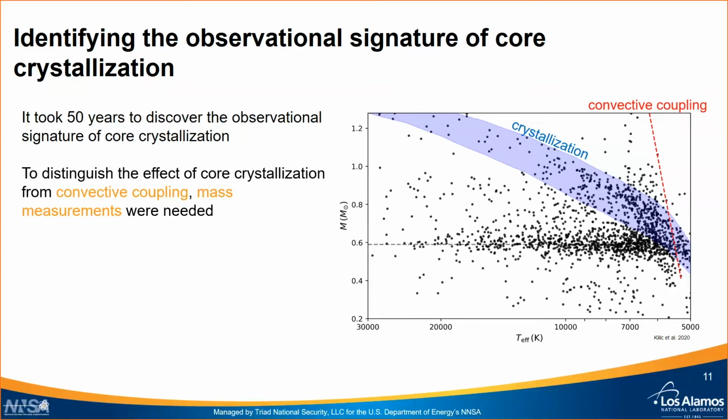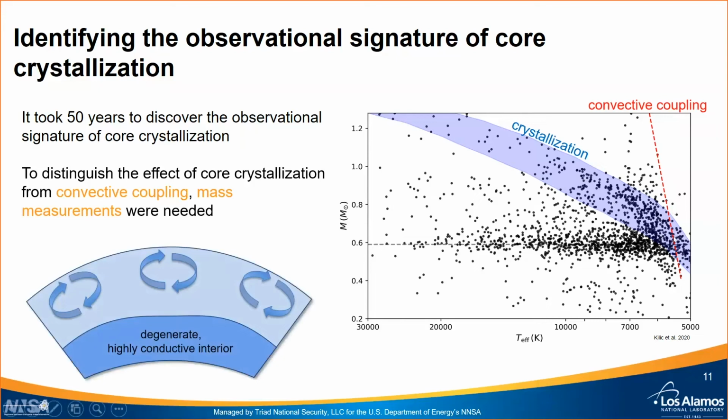So the key to be able to detect the signature of crystallization is to look at massive white dwarfs, for which crystallization occurs well before convective coupling. But to do that, we needed to know the masses of a large sample of white dwarfs, and that's something that we were able to do only very recently.